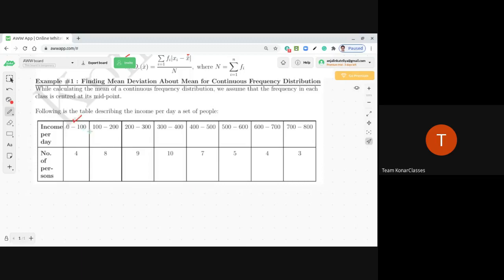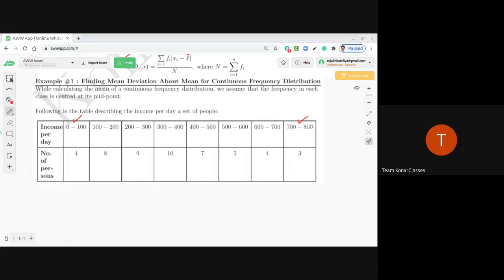So for 0 to 100, there are 4 persons having income 0 to 100. Then 100 to 200, it is 8. Then 200 to 300, it is 9. In that way, it goes till 700 to 800, 3. Now what we are going to do is calculate the mean deviation about mean. We are going to find it out.